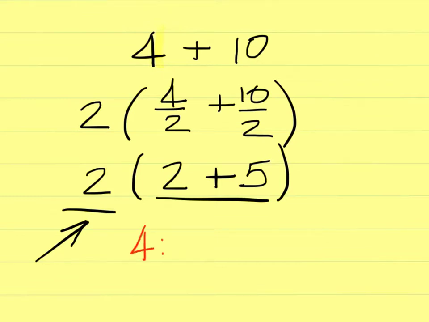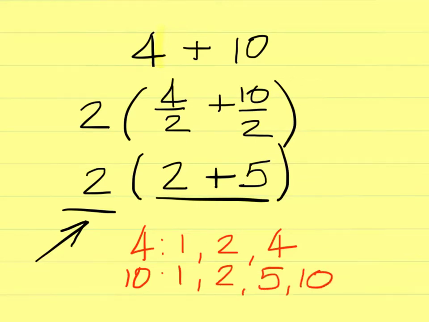Here's 4. The factors of 4 are 1, 2, and 4. The factors of 10 are 1, 2, 5, and 10. What's the highest number they both have in common? 2. So that's how we determine the number that we're going to take out of those two.